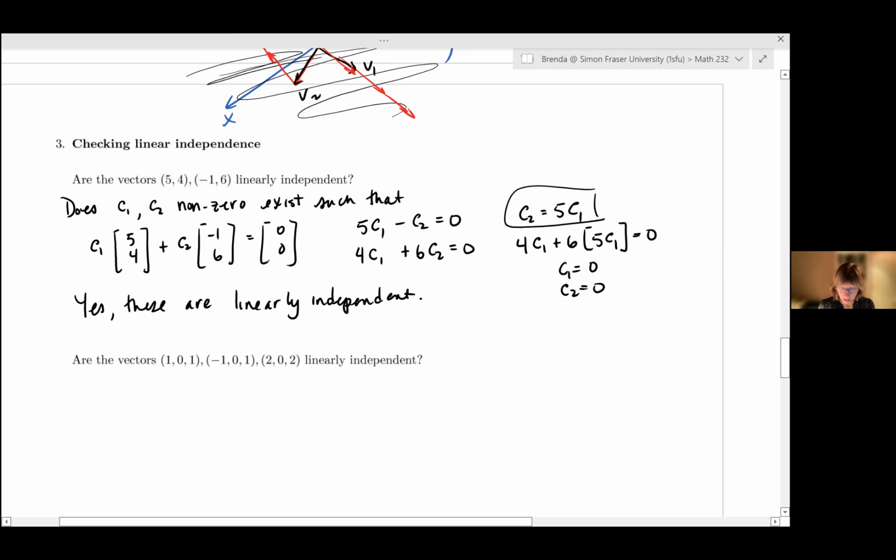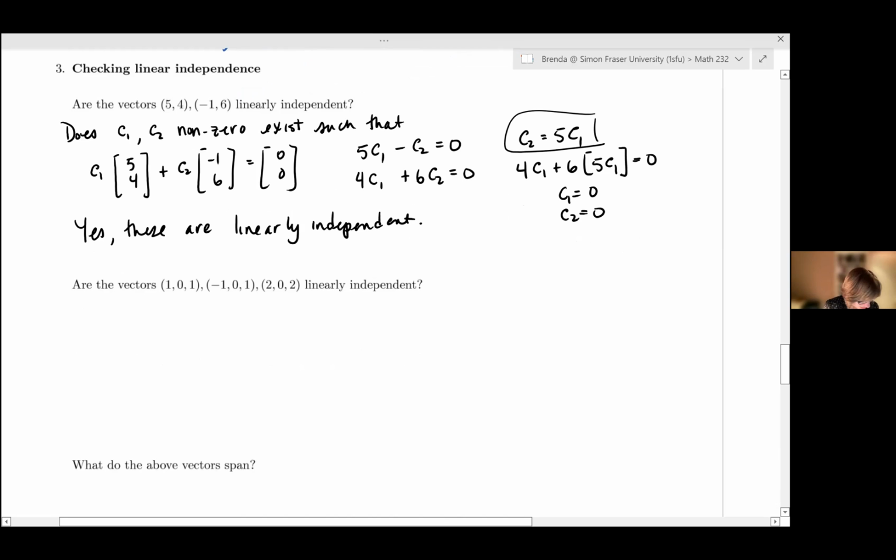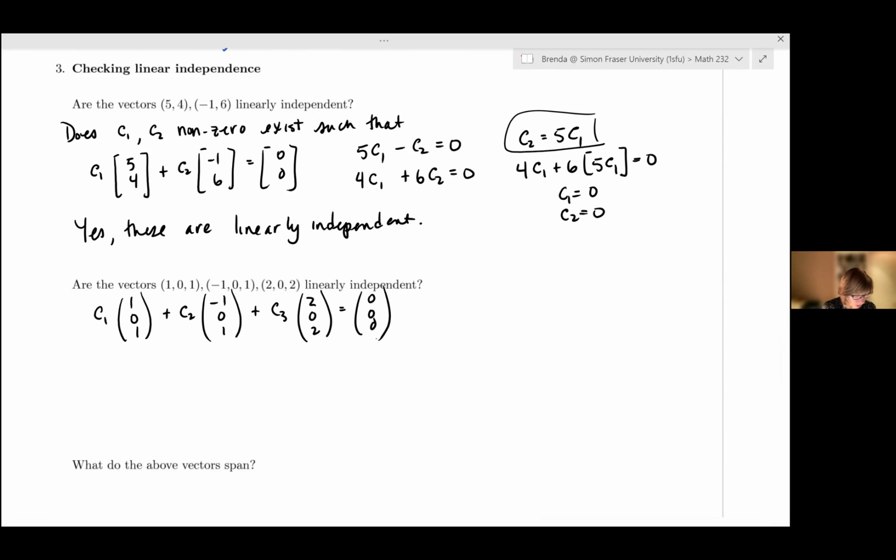Okay. All right, let's try another example. What about these three guys here? It's the same question. Can we find non-zero constants such that C1 times (1,0,1) plus C2 times (-1,0,1) plus C3 times (2,0,2) equals (0,0,0)? Is it possible for us to find non-zero values of C1, C2, and C3 to make this true or not?